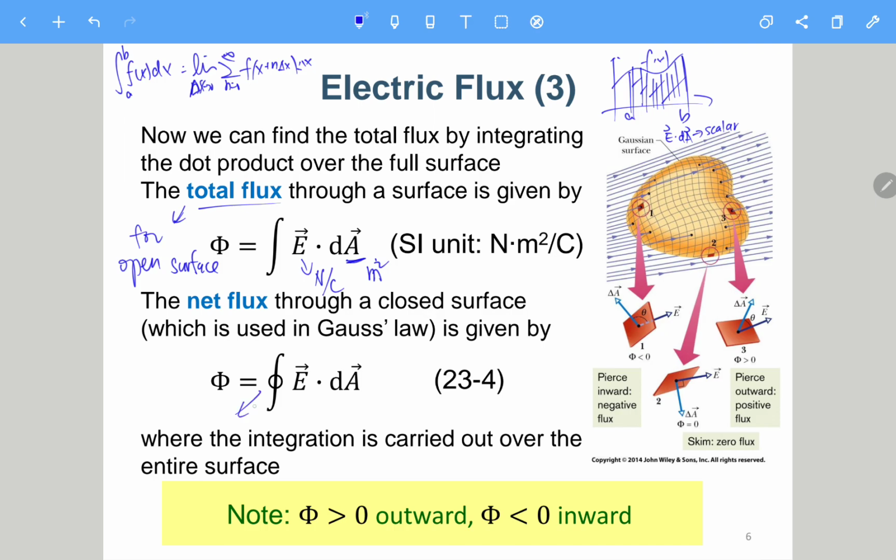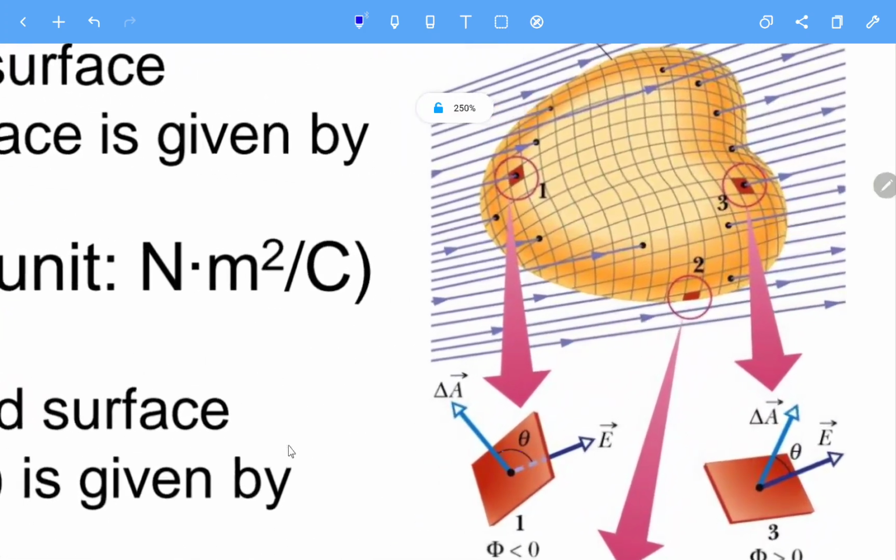This circle is nothing special. It only stands for it is a closed surface integral. It is closed, so we add a circle there. So this circle only stands for it's a closed surface. Okay, so here I need to let you know how we define the direction of the dA.